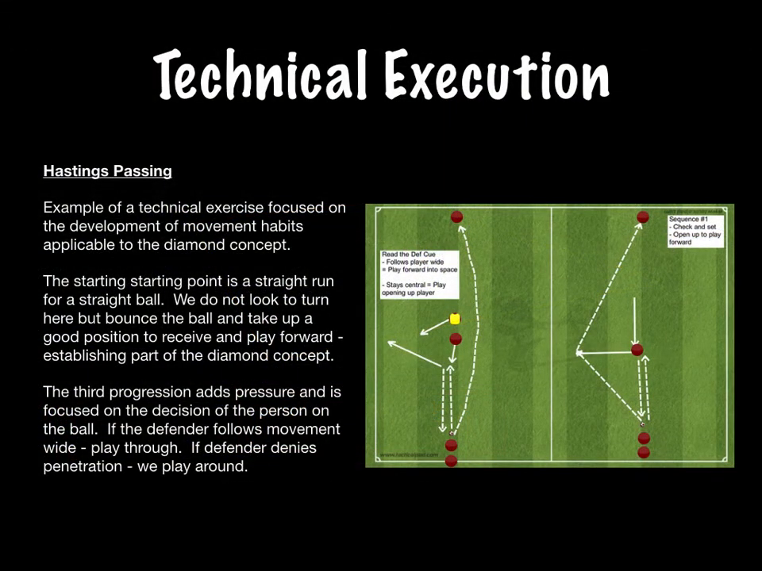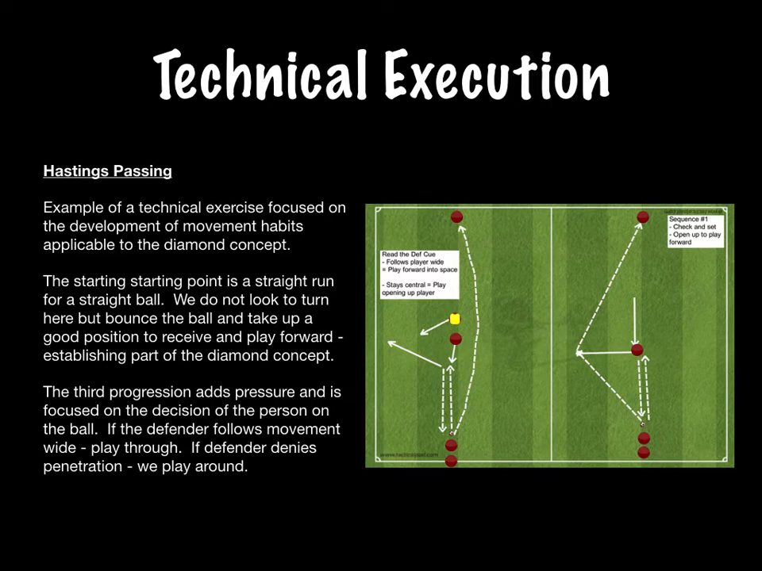First stage after the activation would be our Hastings passing exercise. It's an exercise I took from Chris Cranks at Hastings College, and to be honest, it doesn't even look like the exercise I took from him anymore. I've continued to adapt it and add different ideas that continue to fit our game model and how we want to play. In this exercise, it starts unopposed. In the final stage 3 of the exercise, we do add pressure and we start to provide some decision making.